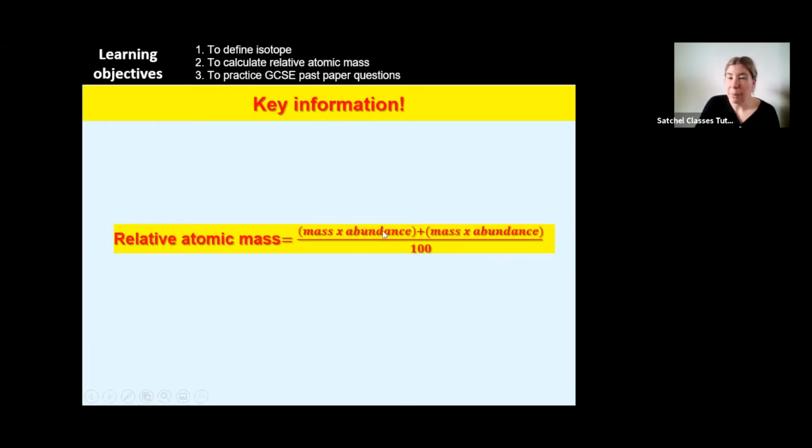Now, abundance is a fancy way of saying how much of something there is. You'll usually be given it as a percentage. Let's put this into practice and see what I'm talking about with an example. Let's work through an example together, and then I'll give you a few to work through by yourself.